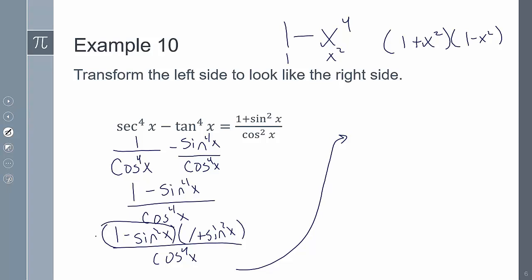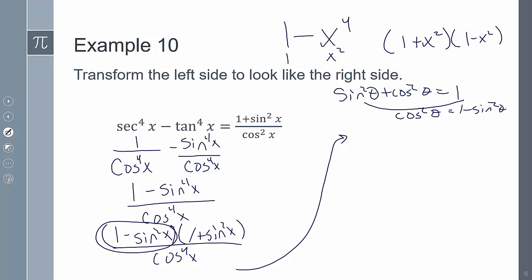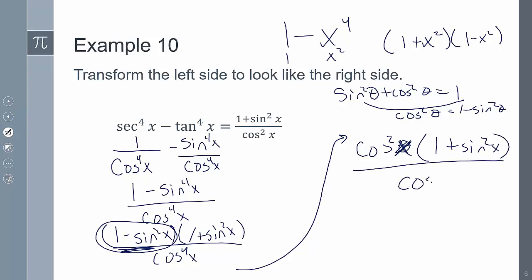Now this 1 minus sine squared x, now we're starting to look like we have some Pythagorean identities here, right? So the Pythagorean identity, sine squared plus cosine squared equals 1. If I move that to the other side, cosine squared equals 1 minus sine squared. So I can replace that with cosine squared. And I still have this 1 plus sine squared, and this is over cosine to the 4th x.